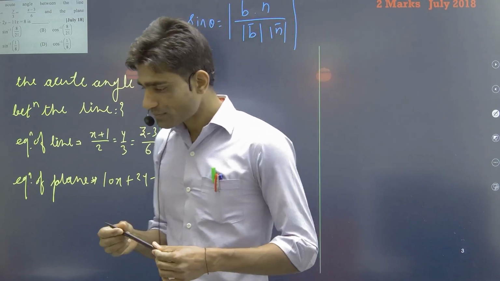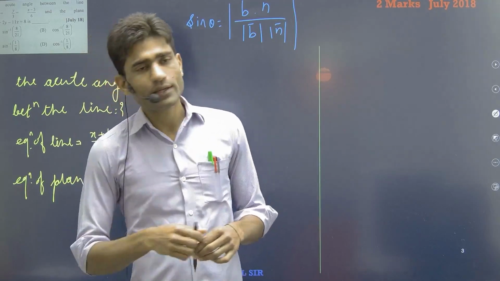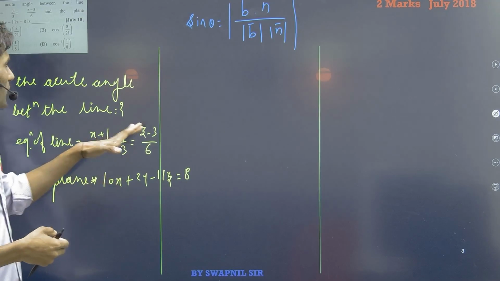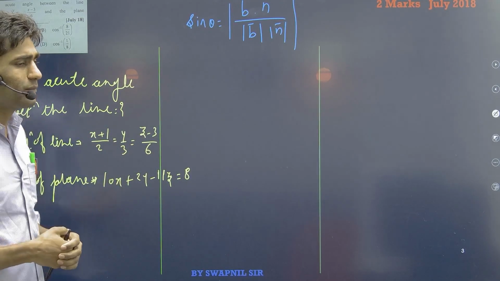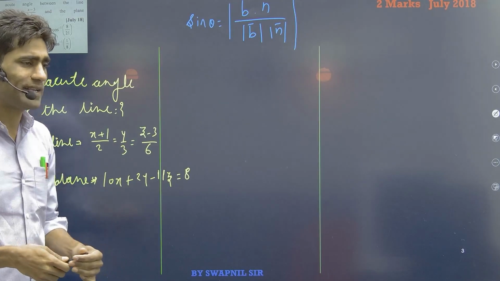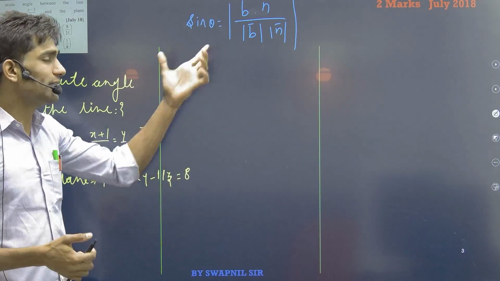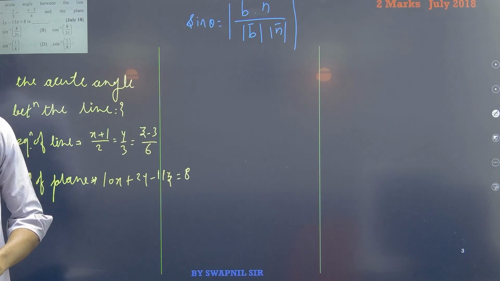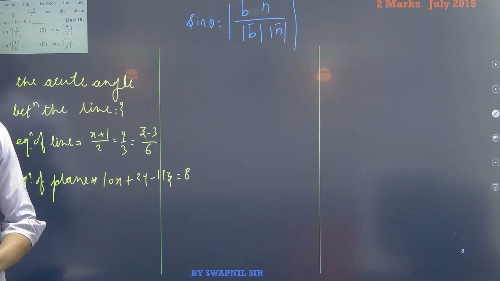Now we have to define b bar and n bar first. Using our given data we define b bar and n bar, then we proceed with the value of sine theta. The further part is quite easy for the calculations. We just need to know the values of b bar and n bar, so let's go find the values for b bar and n bar.